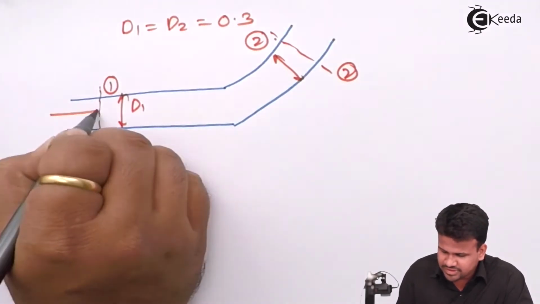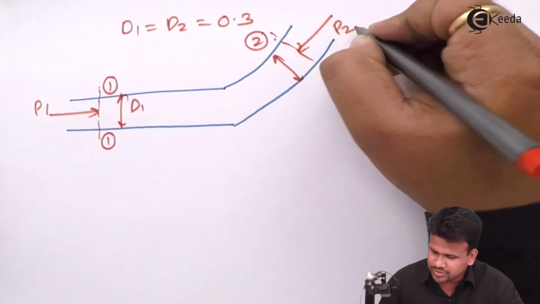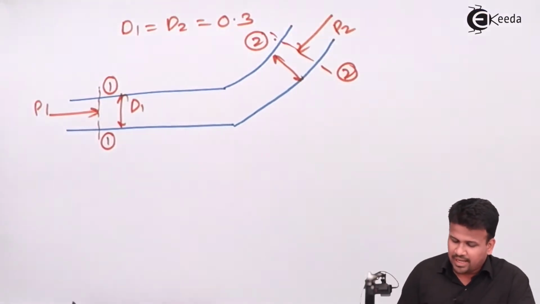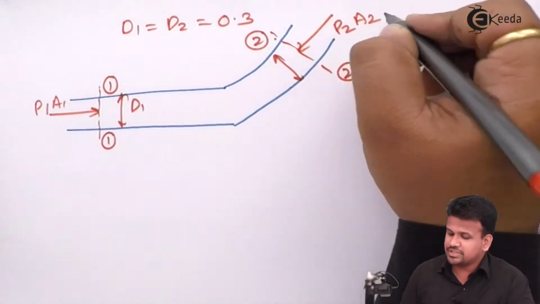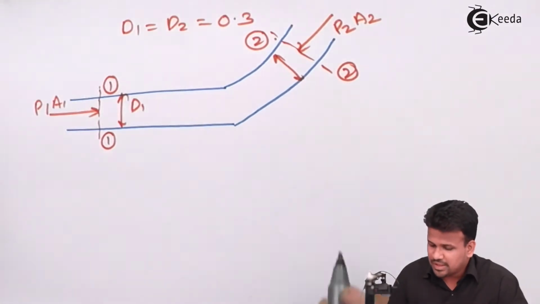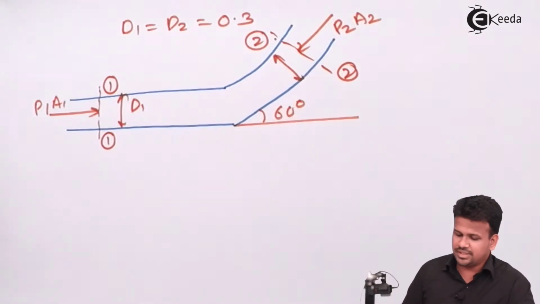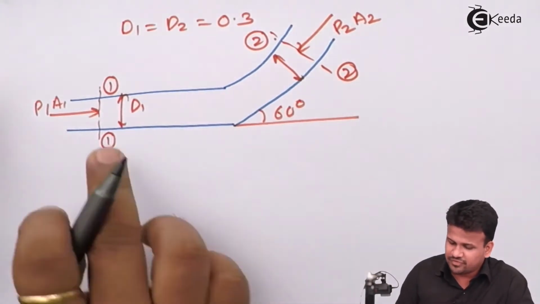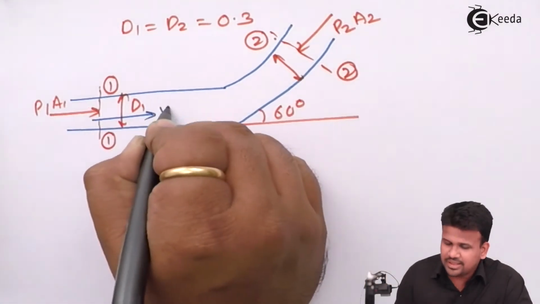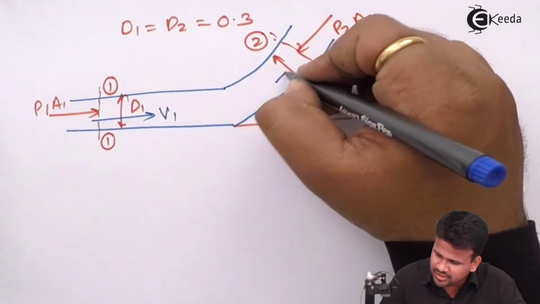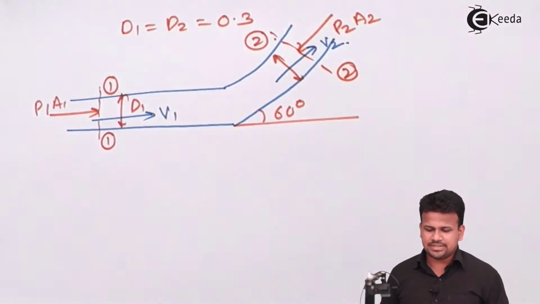The pressure which is acting here is P1. The pressure which is acting on section 2 is P2. The force due to pressure is P1 into A1, and the force due to pressure at section 2 is P2 into A2. Now along the horizontal it is inclined at an angle of 60 degrees. The fluid is flowing from section 1-1 to section 2-2, so the velocity at the inlet is V1 and the velocity at the outlet is V2. So we know all these things in this entire part.